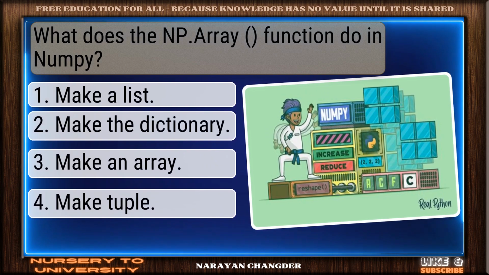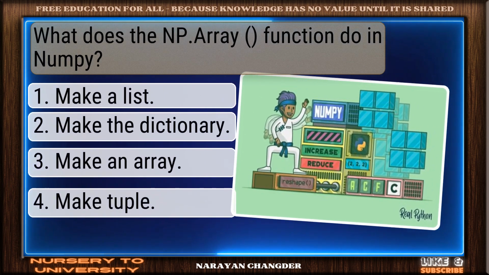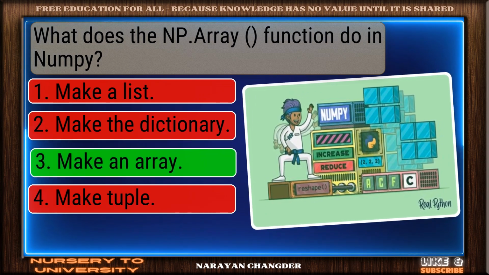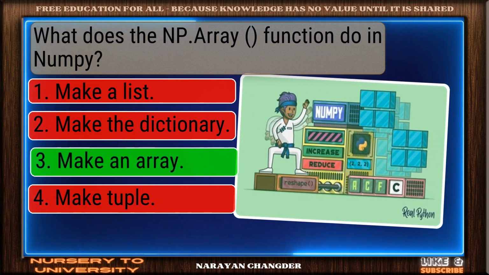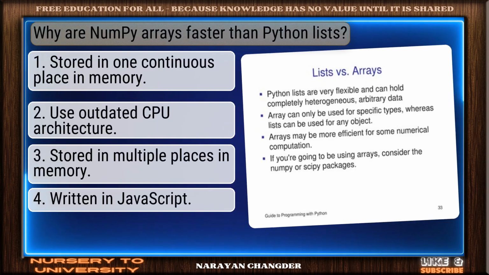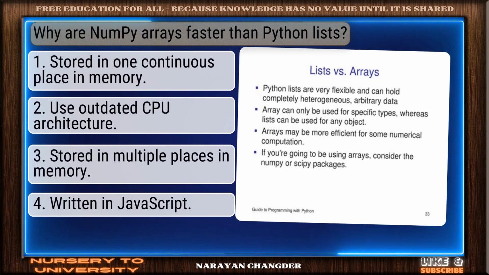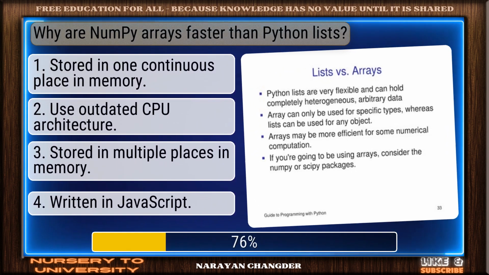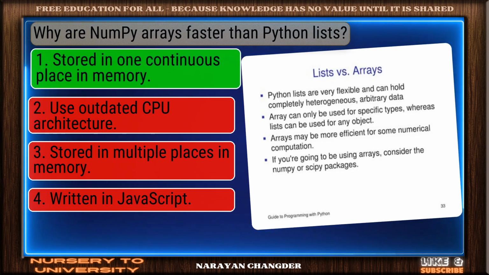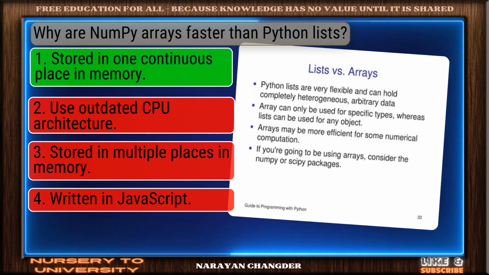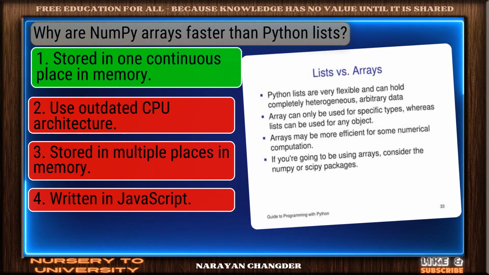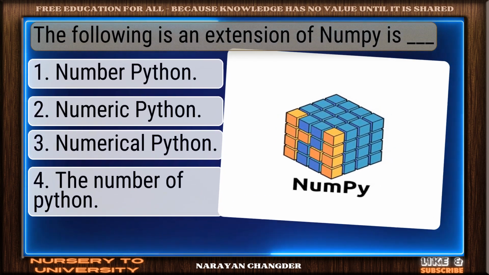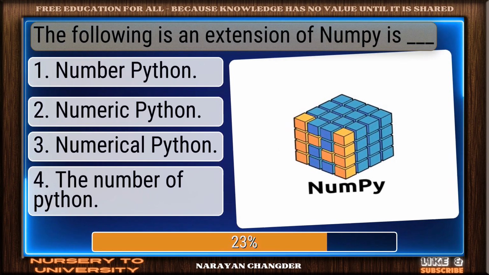Question number 36. What does the np.array function do in Numpy? Perfect. Make an array is the correct choice. Question number 37. Why are Numpy arrays faster than Python lists? On track. Stored in one continuous place in memory is the correct answer. Question number 38. The following is an extension of Numpy, which is dash.